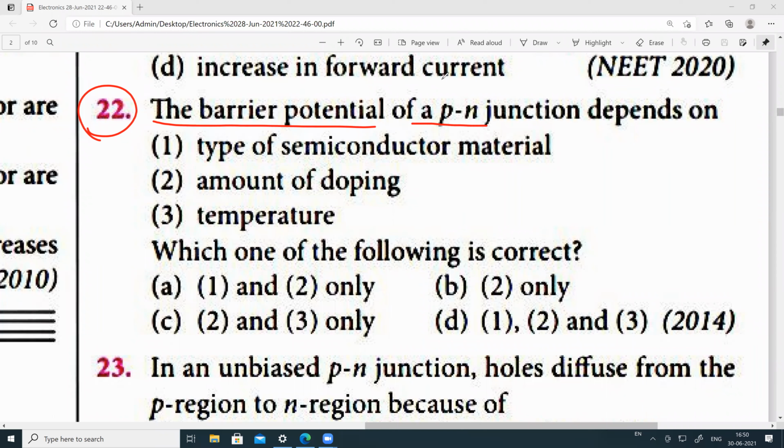The barrier potential of a PN junction depends upon type of semiconductor material, amount of doping, temperature. So which of the following is correct, they ask. Four options they have given. So barrier potential depends upon the semiconductor and amount of doping, and also on the temperature. Therefore, B1 is the right answer.